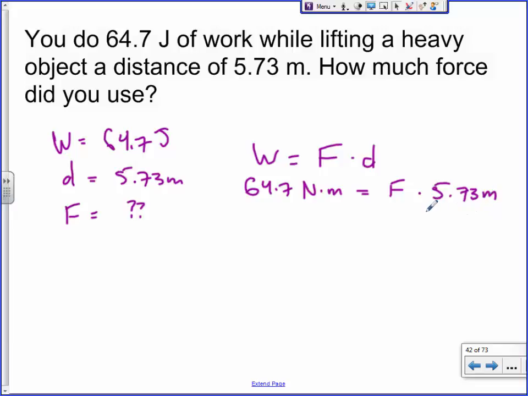Most of you guys are probably way ahead here, right? In order to solve this, divide by the 5.73. The reason why I recommended changing your unit type though, can you guys visually see how this meter and that meter will cancel? You'll get your answer in newtons. So, anybody have an answer? 11.3? Consensus? Awesome.